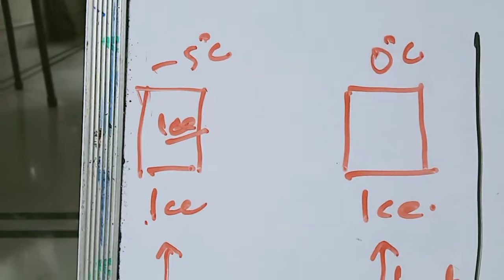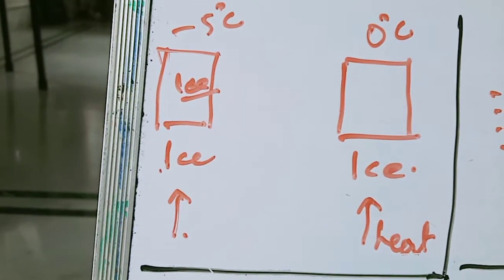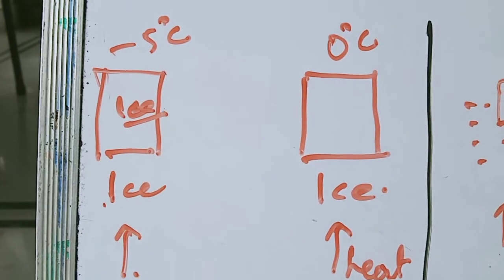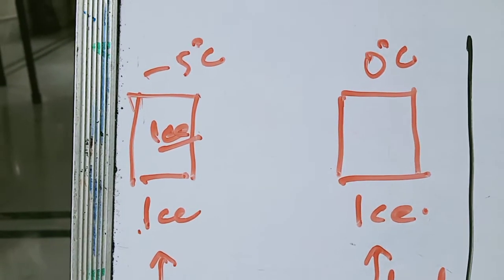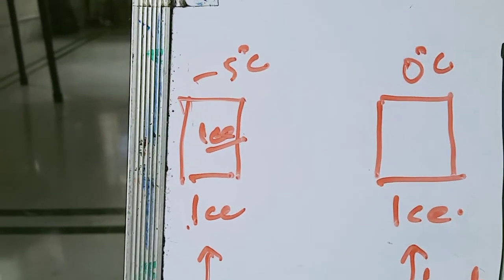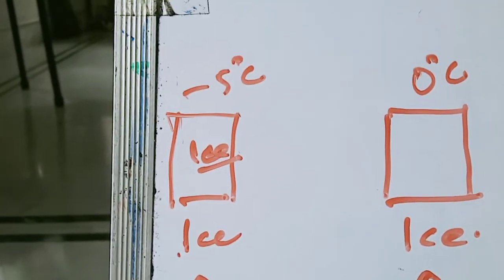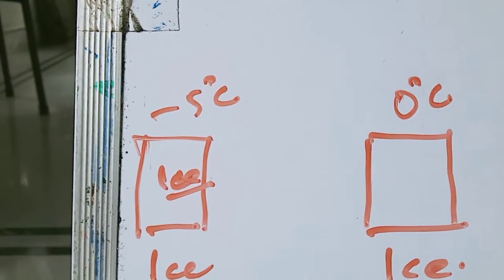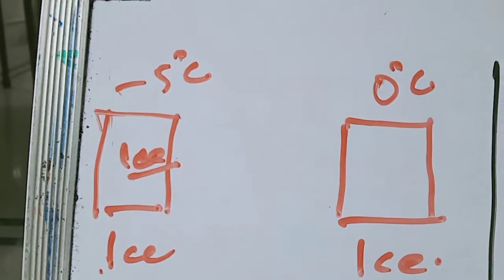Now we know that in a solid the molecules are closely packed. Since the molecules are closely packed, intermolecular space is less and the intermolecular force of attraction is very high. The force of cohesion among the ice molecules is very high. So when heat is applied, it is absorbed by the ice molecules. They start to vibrate about their mean position. The temperature increases from minus 5 to minus 4, minus 3.